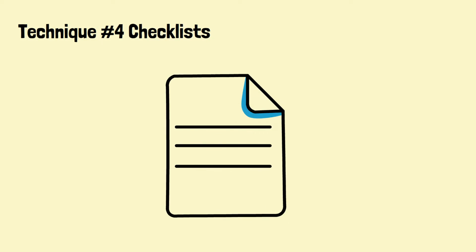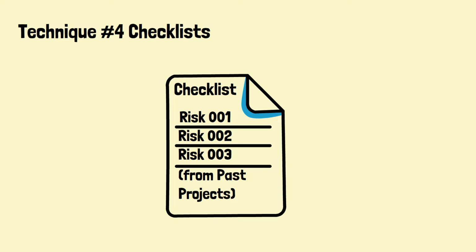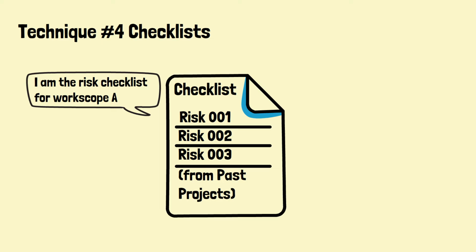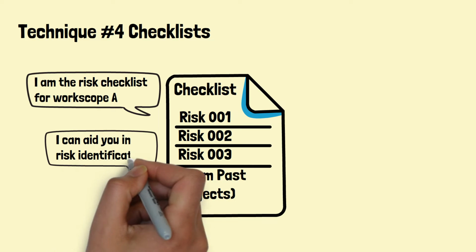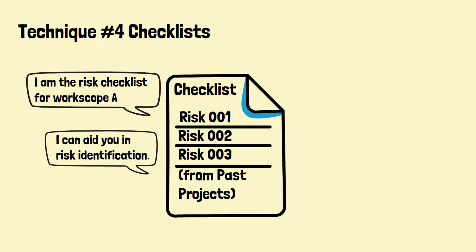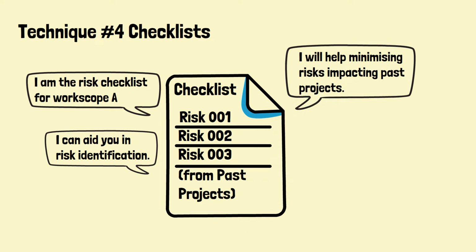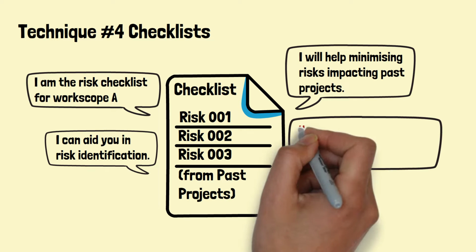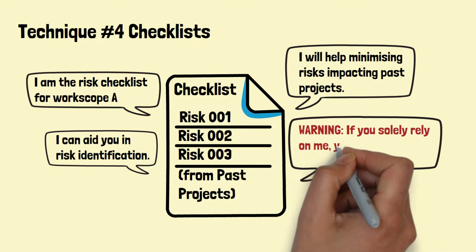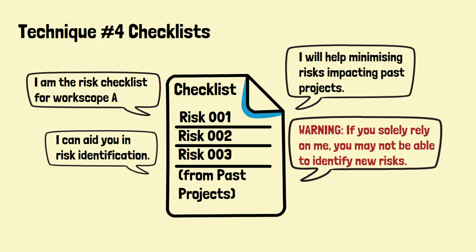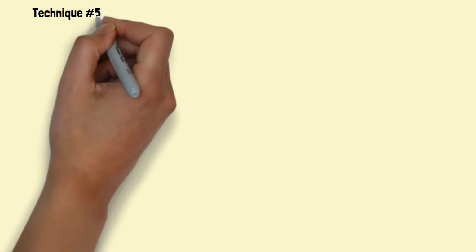Technique number 4. Checklists. Checklists contain the data of risks identified in the past projects, and a specific checklist is normally available for a particular type of work activities. They are often used as an aid to the risk identification process, aimed at minimizing the reoccurrence of the risks which have affected the previous projects. Nevertheless, the use of checklists to initiate the risk identification process is not advisable, since they will confine the finding of new risks.